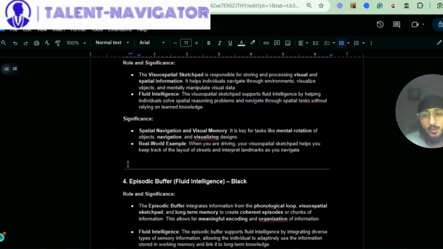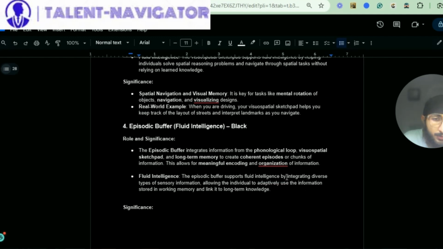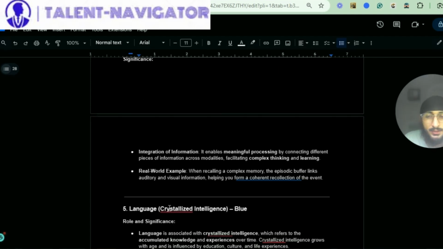The episodic buffer is also a form of fluid intelligence. So how is that? Basically, it supports fluid intelligence by integrating diverse types of sensory information, allowing the individual to adaptively use the information stored in working memory and link it to long-term knowledge. So highlight this as well. And significance, we've already discussed: integration of information from all aspects like auditory, visual, and spatial, right?